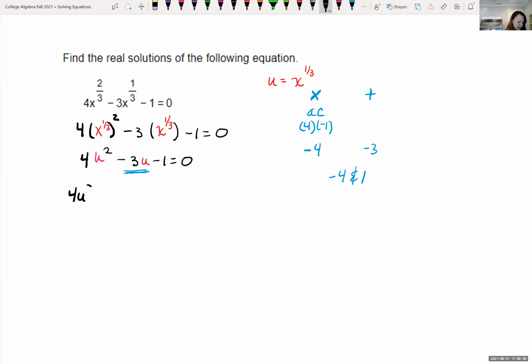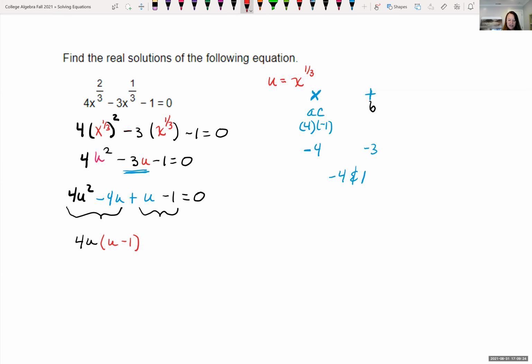So I have 4u squared, I'm going to have a minus 4u plus a 1u, or just u, and then bring down my minus 1 equals 0. So if you can find those two numbers that multiply to give you AC and add to give you your b value of your quadratic, then you're going to rewrite the middle term using those two numbers and do factoring by grouping. So group the first two terms together, pull out what they have in common. So 4u squared minus 4u, those both have a 4u in common. If I pull that out, that's going to leave me with a single u minus 1.